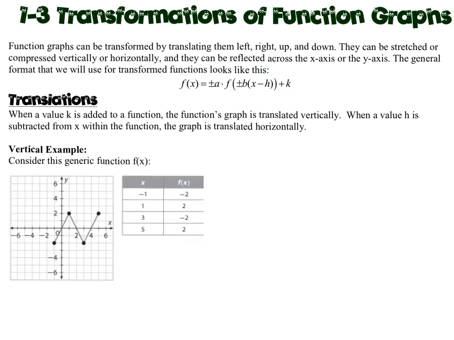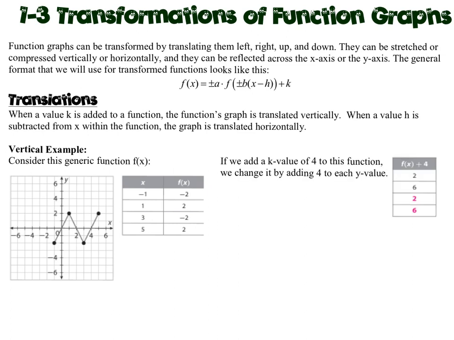So here's an example. First we'll go with just vertical, and I want you to consider this generic function, so just sketch this into your notes. Now if we add a k value of 4 to this function, then we're adding 4 to each y value, because if I just said f of x plus 4, that's just like saying y plus 4. So I'm going to take all the y values that I had in my chart and add 4. Every y value you had before is now up 4 from where it was.